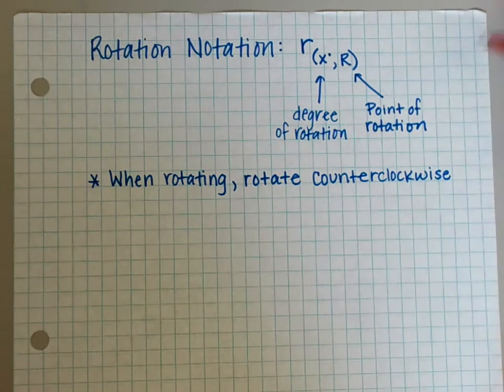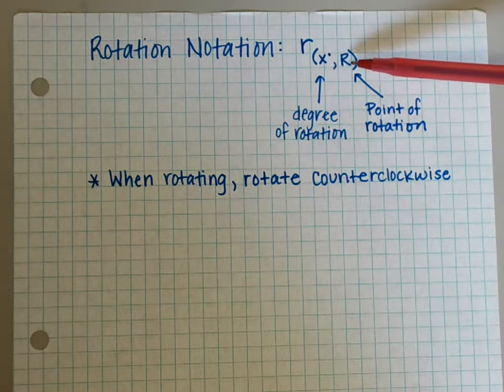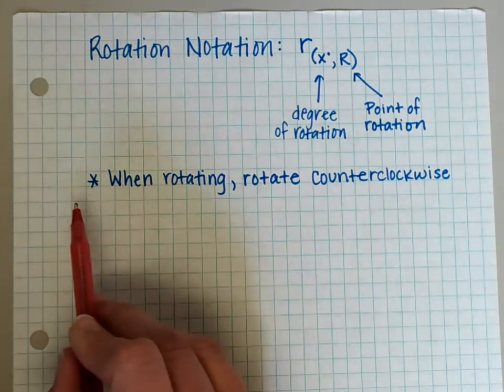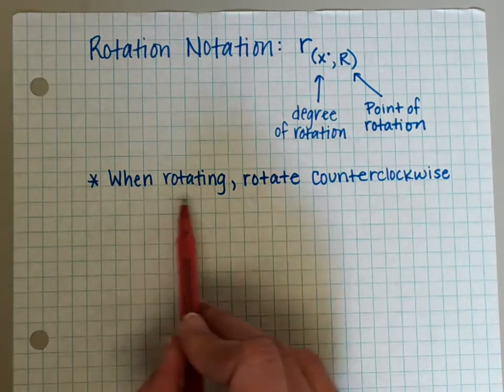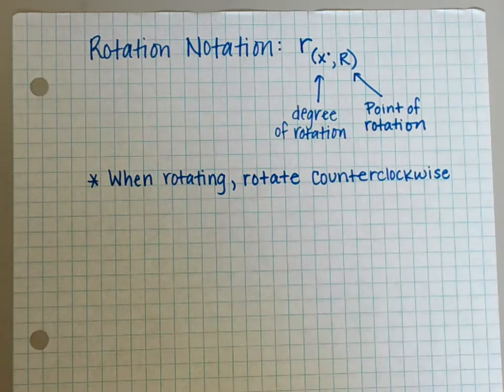So one more time. The first number is the degrees you rotate. The second number is where you're rotating around. When you're rotating, rotate counterclockwise at all times unless you are told to do otherwise.